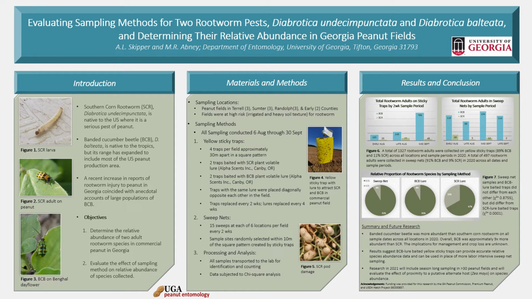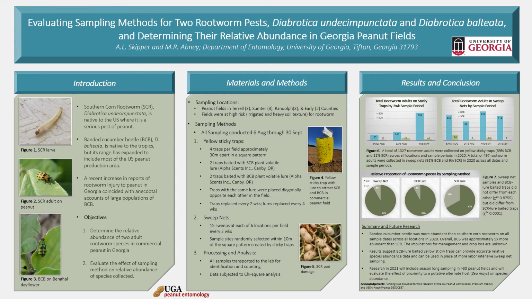For the second objective of this study, I took a closer look at the relative proportion of rootworm species by sampling method. I found that sweep net samples and sticky traps with the banded cucumber beetle lure caught approximately the same relative proportion of species, but the sticky trap baited with the Southern Corn Rootworm lure caught more Southern Corn Rootworms proportionally than the other 2 methods.